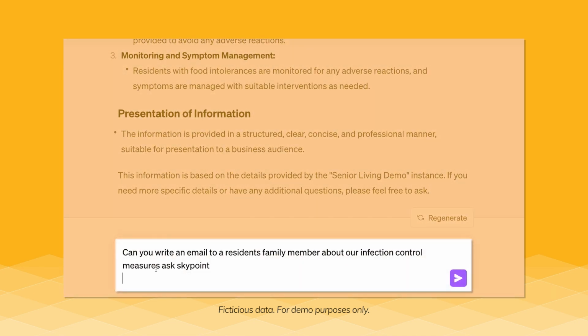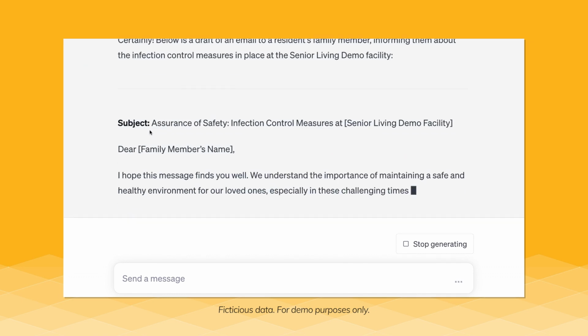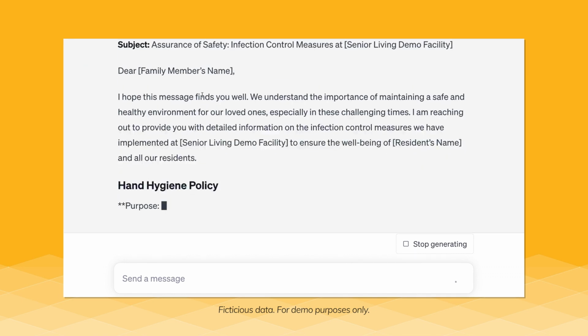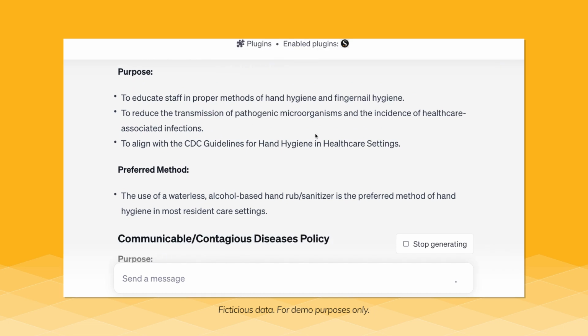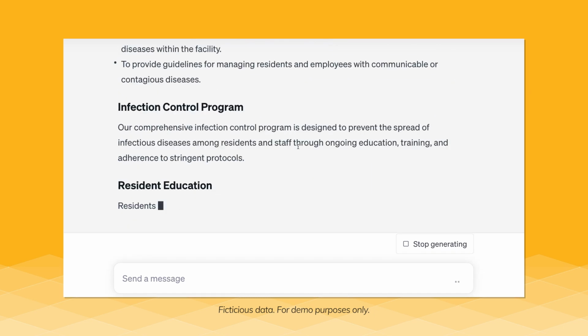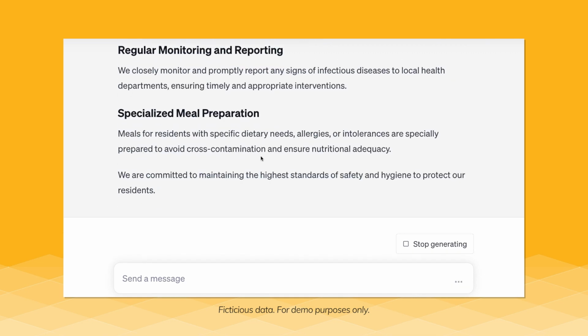You might want to be able to provide an email to a resident's family member about your current policies. So this is going to go ahead and draft an email outline based on the information that is documented in your systems for you to copy and paste into an email, clearly outlining all of the policies and procedures for keeping your residents safe.